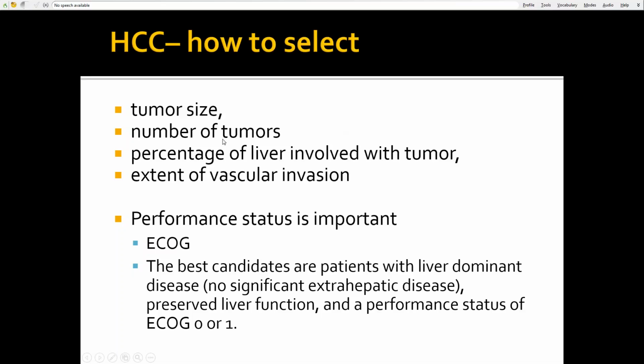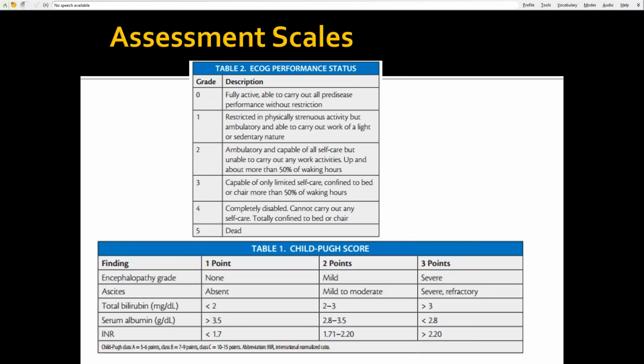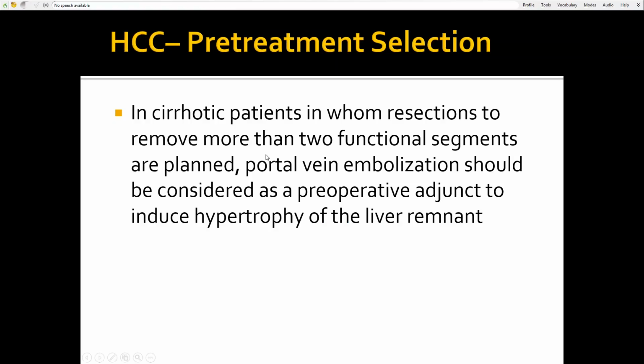You select on the tumor size, the number of tumors, the percentage of the liver involved, and what's important is this ECOG status. How are they functioning? We use a chart here to get an idea of how the patients are. Ideally your patient is going to be a 0 or a 1. A 2 you could treat as well, but with 3 or above, you might want to look more into palliative treatment. Another tool is the Child-Pugh score, to get an idea of the overall extent of the patient and how they're doing, in a quantitative fashion.